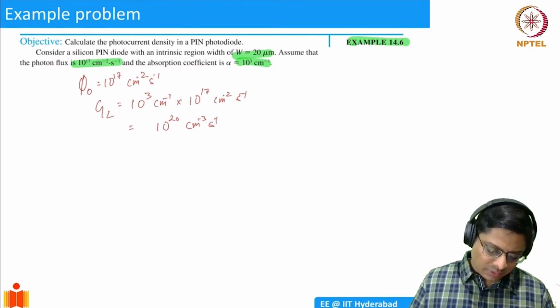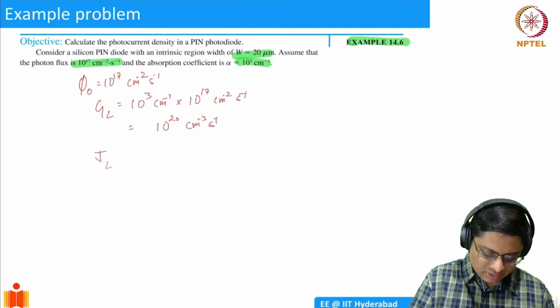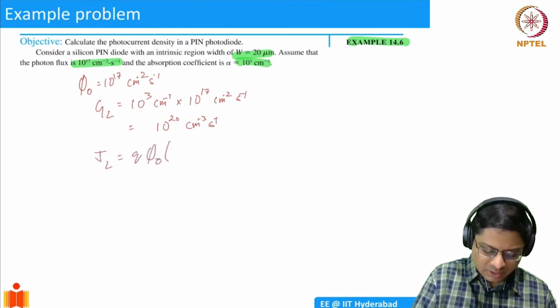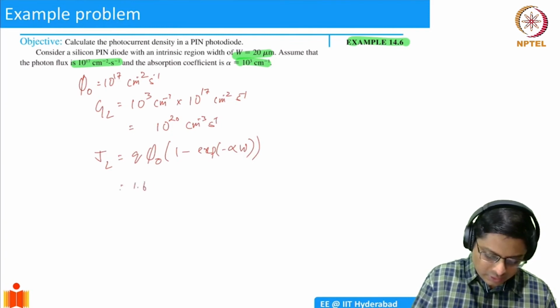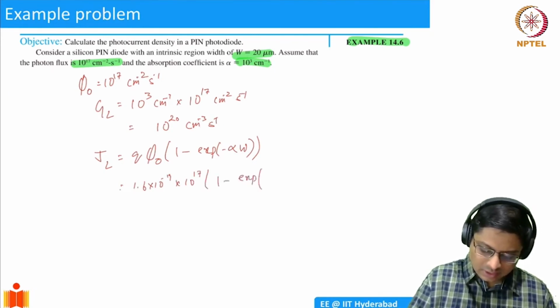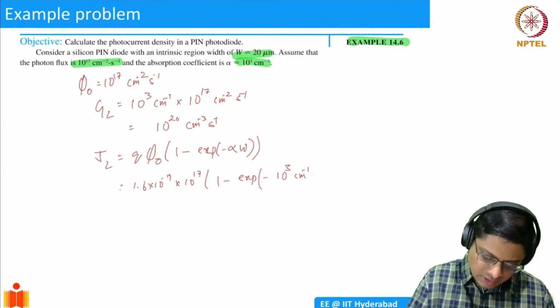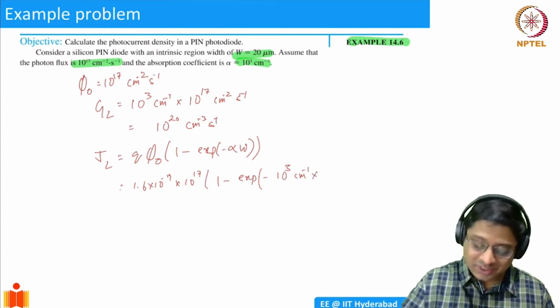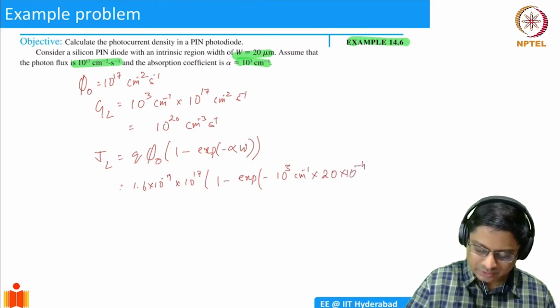So with that, what will be the current? JL is basically Q times phi naught times 1 minus exponential minus alpha times the width. This is going to be 1.6 into 10 power minus 19 times 10 power 17 times 1 minus exponential alpha. Alpha is 10 power 3 per centimeter, times W. Width is 20 microns. Just please remember, you should always put it in centimeters. So 10 power minus 4 centimeters.